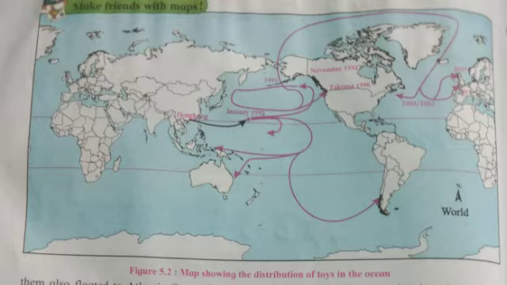Observe figure 5.2, a map showing the distribution of the toys in the ocean, and figure number 5.3, a toy duck. Some of them also floated to the Atlantic Ocean from the Arctic. Some of these reached the eastern coast of America in 2003, and some of the toys had even reached the European coast by 2007. From the Hawaii Islands, some toys took the route to Australia.